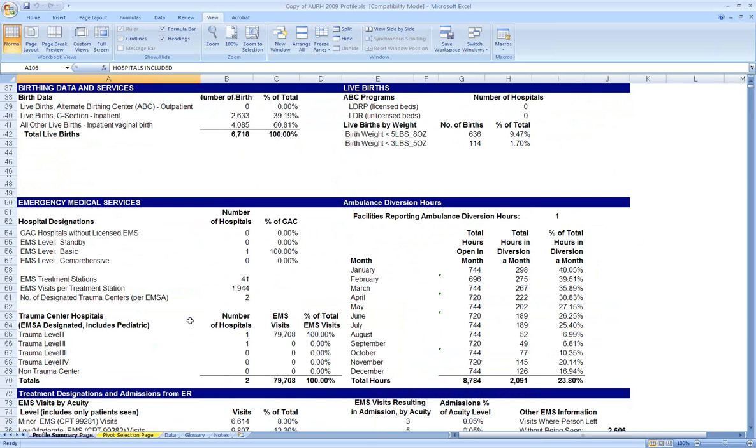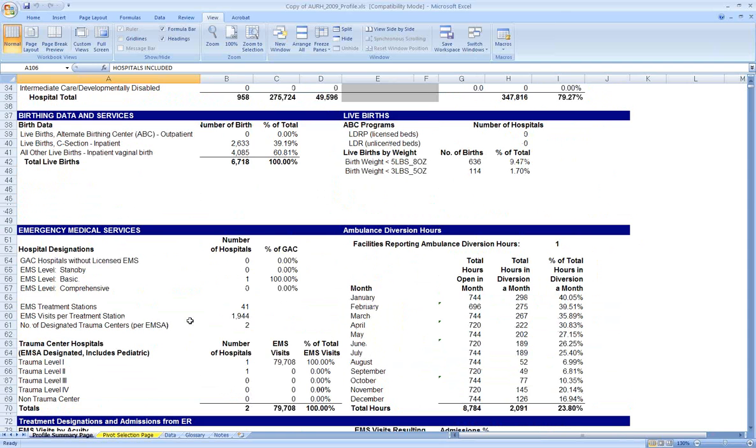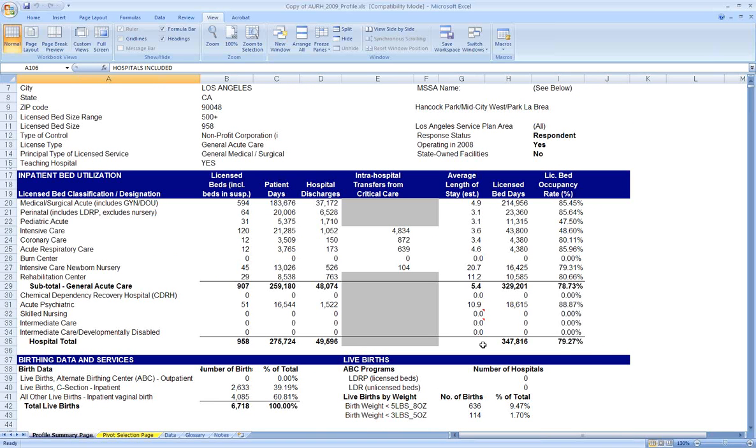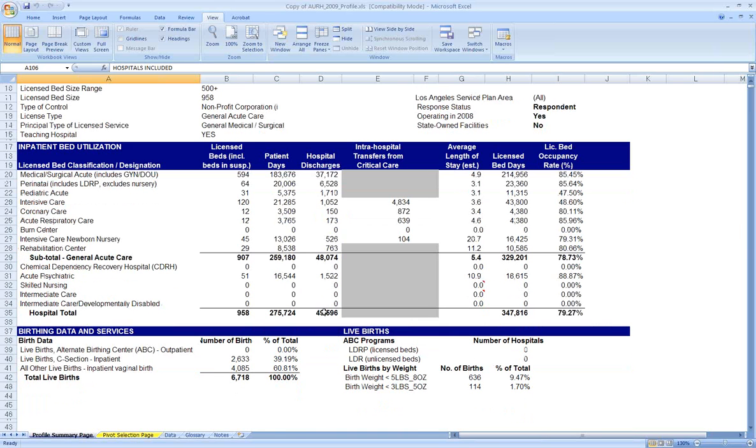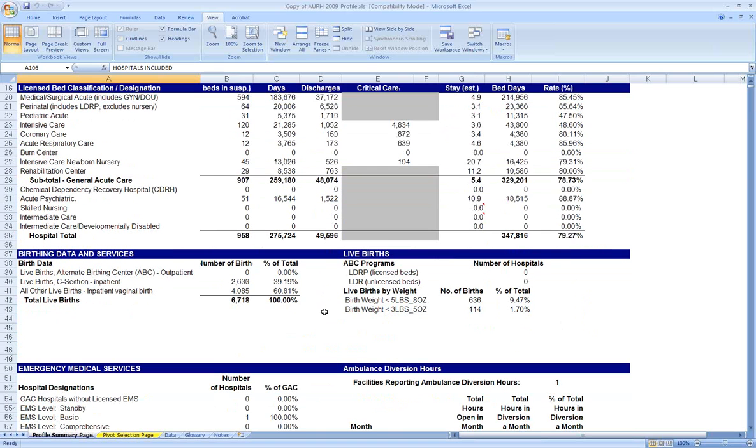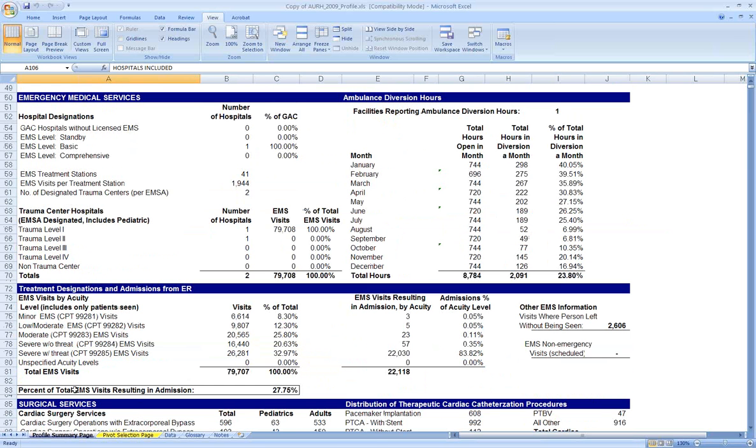So let's write down on our pads, if we can, a couple things that we wanted to see how Cedars-Sinai compares to other facilities. Just looking at the top, I'm interested in knowing about the licensed bed occupancy rate at other facilities. And so I'm going to write that down. And Cedars-Sinai is 79.27%. I'm interested in the C-section rate, and Cedars-Sinai is 39.19%. And finally, I'm interested in the percentage of EMS visits that resulted in an admission. And for Cedars-Sinai, as I mentioned, that's 27.75%.